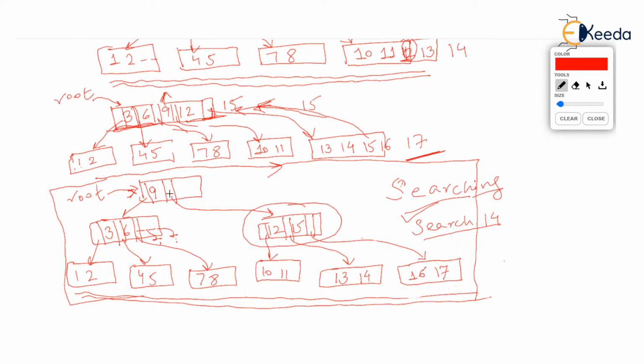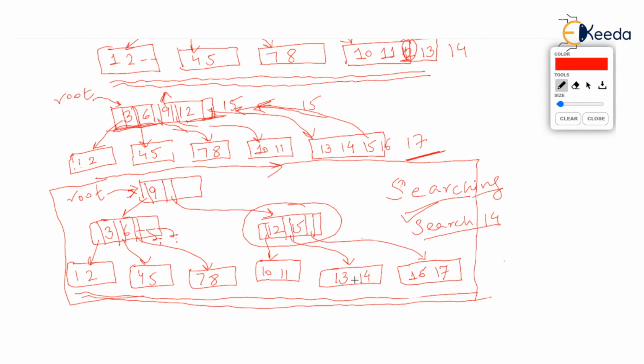So we utilize the right pointer of 9 and we will reach the node which stores 12 and 15. We are searching 14, so we know that 14 must be to the right of 12 but left of 15, because 14 is greater than 12 but less than 15. So we will utilize the pointer to the right of 12 but left of 15 and we will reach the node which stores 13 and 14. On searching this node, we will know that 14 is present.